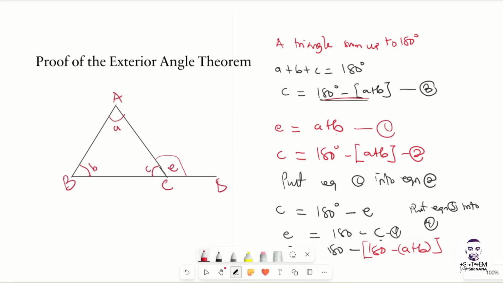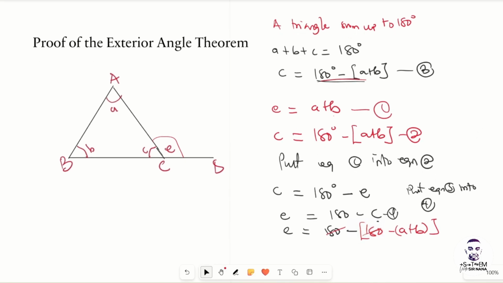So this implies that our A should be equal to 180 minus 180, which cancel out, and it implies that our E should be equal to A plus B, because this minus and this minus will give us positive. So it means that we've gotten our proof for our exterior angle. E is equal to A plus B. So we can say that hence proved.